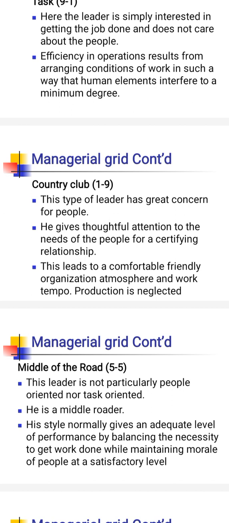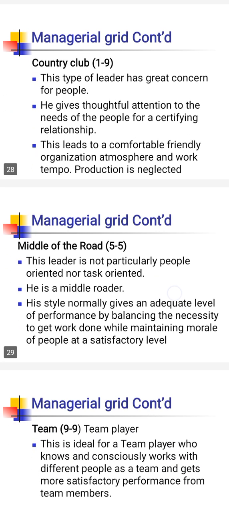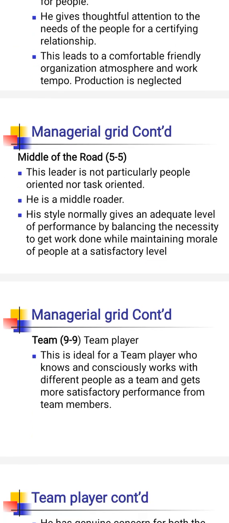satisfying relationships. Then we have the middle of the road, 5-5. This leader is 50-50. This leader is not particularly people-oriented, nor task-oriented. He's a middle-order leader. This style normally gives an adequate level of performance by balancing the necessity to get work done while maintaining the morale of people at a satisfactory level.